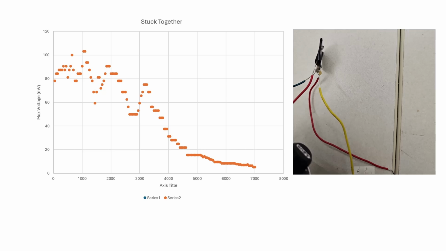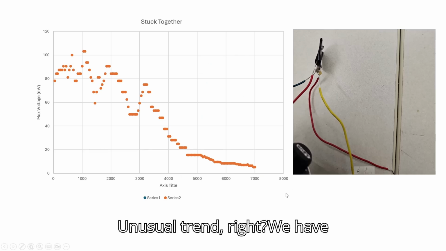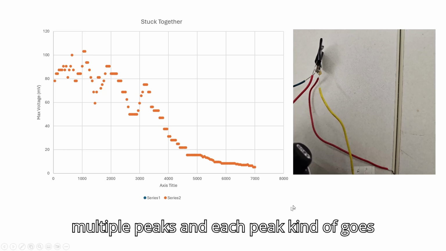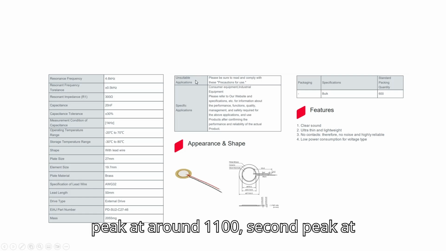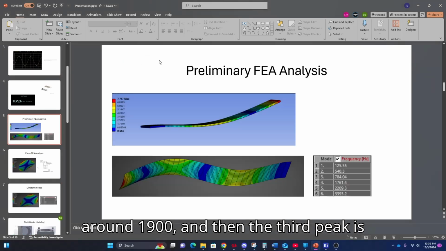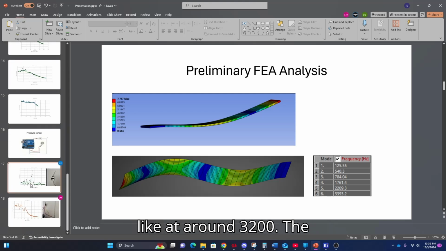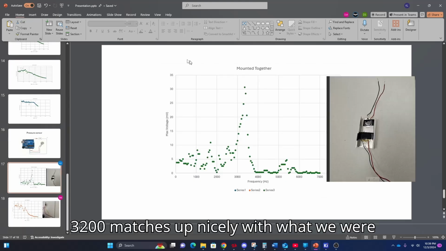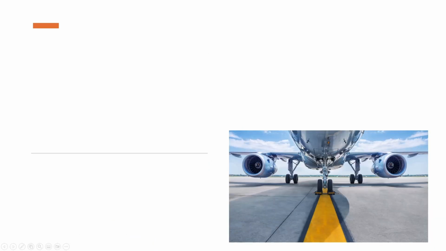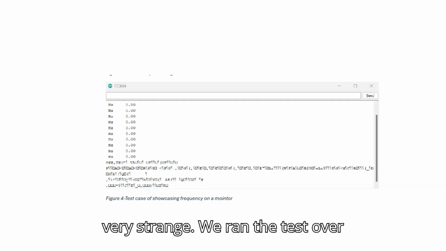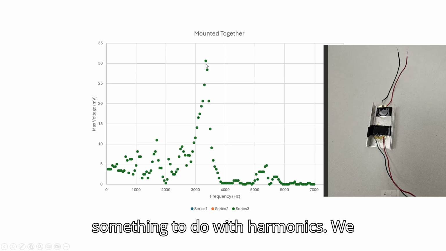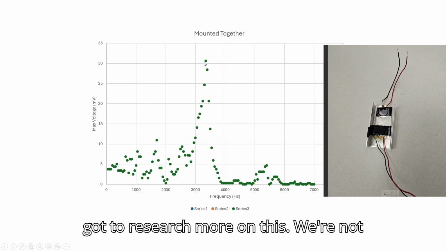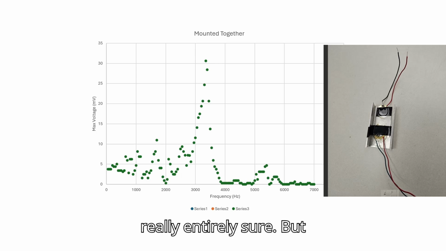For when they were stuck together, we see a very unusual trend. We have multiple peaks, and each peak kind of goes down, but the peaks are also very close to each other. We got the first peak at around 1100, the second peak at around 1900, and the third peak at around 3200. The 3200 matches up nicely with what we were seeing before. These other two peaks are very strange. We ran the test over and over, and we kept getting those peaks. So what we're assuming is possibly something to do with harmonics. We've got to research more on this. We're not entirely sure.